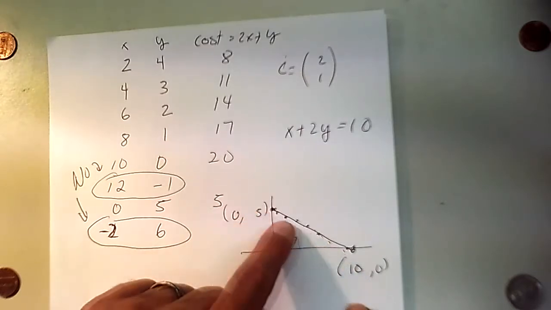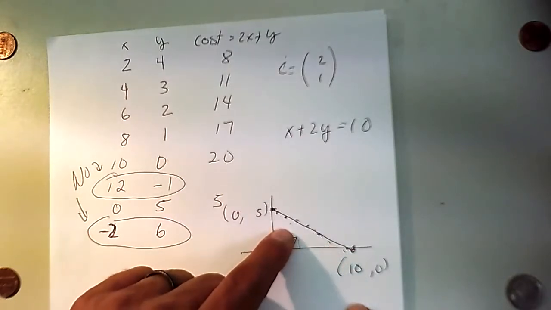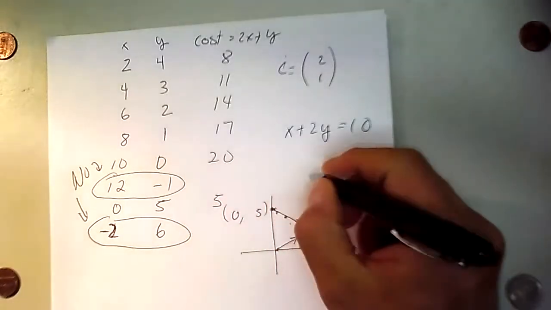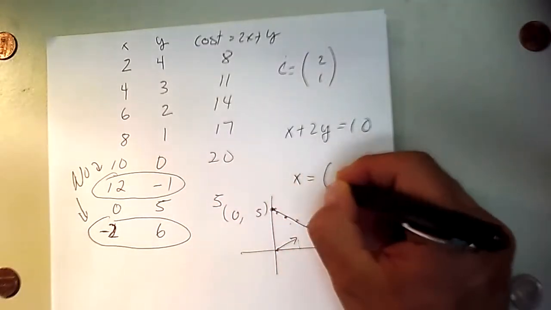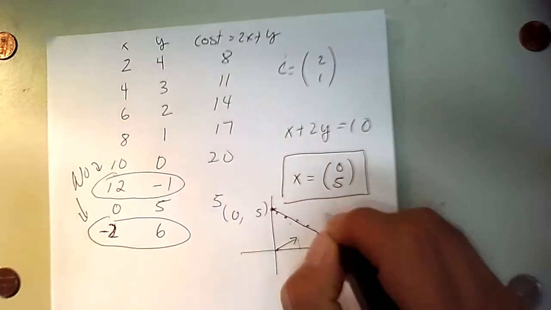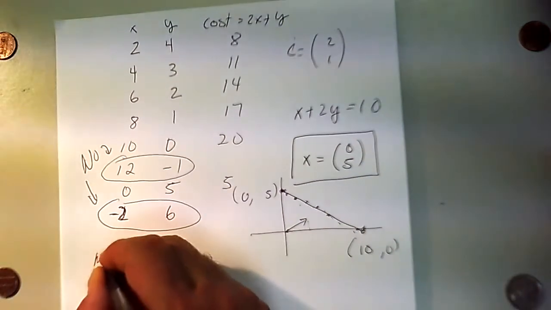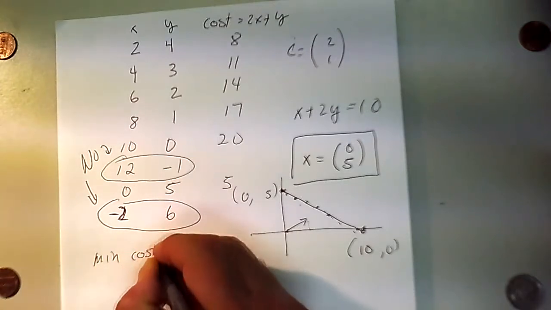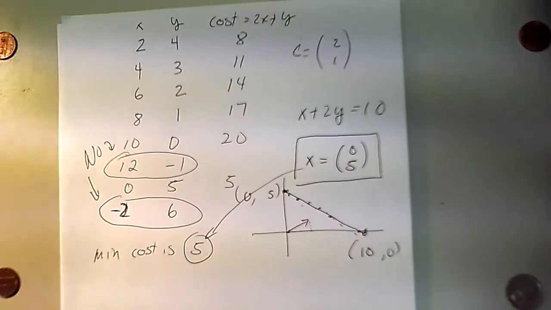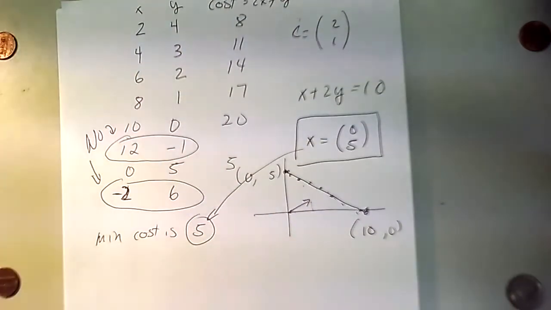So the solution that satisfies this equation, while being as inexpensive as possible, is this solution. So the solution will be 0, 5. There is our solution. That's the solution. And the minimum cost is 5, which goes with that solution. Okay. So that was part A of this example.